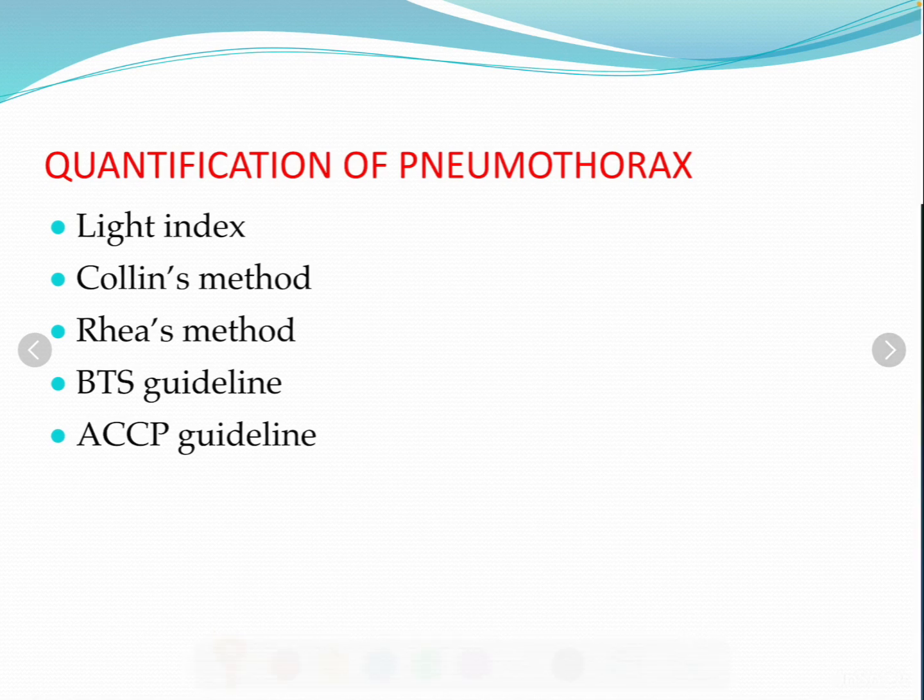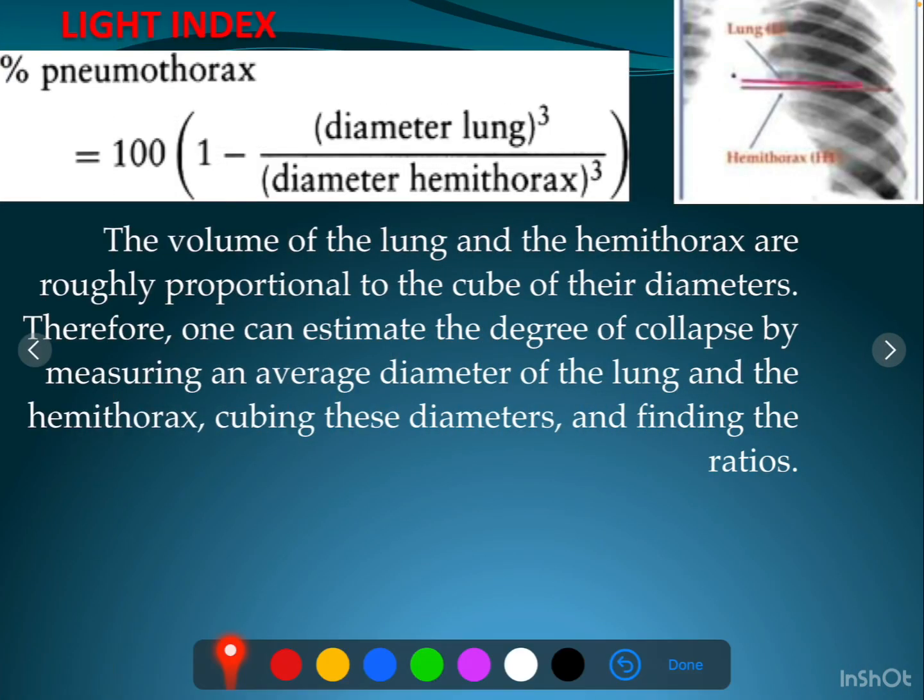So yeah, let's start. So this is the Light's index. How will we define the percent pneumothorax? They are telling: 100 will be outside, and then 1 minus the diameter of lung cubed divided by the diameter of hemithorax cubed.